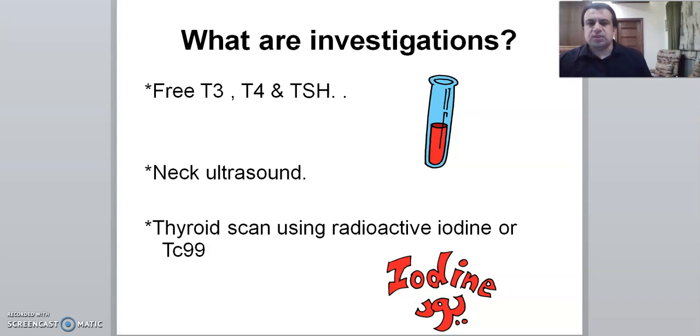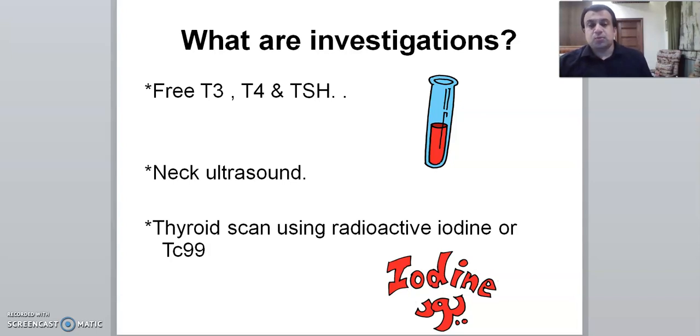The other investigation is neck ultrasound. In the neck ultrasound, we can find out whether it is a solitary lump or a multinodular thing, whether it's a cyst or a solid lesion, and whether it's an adenoma or some cystic swelling. So neck ultrasound is also very helpful. We can see the extension of the thyroid tissue. We can see the lymph nodes with this tissue.